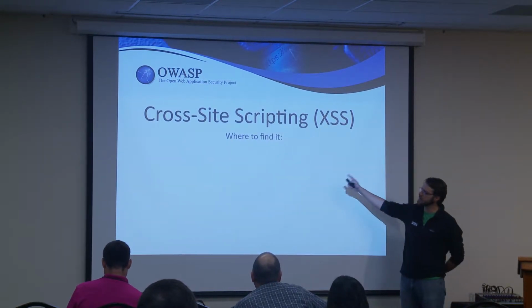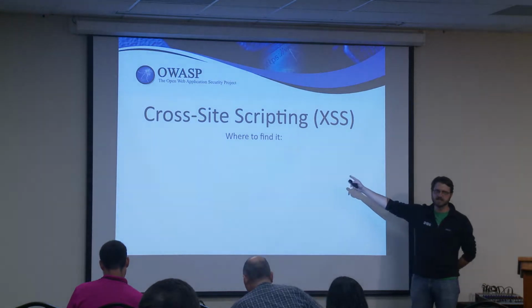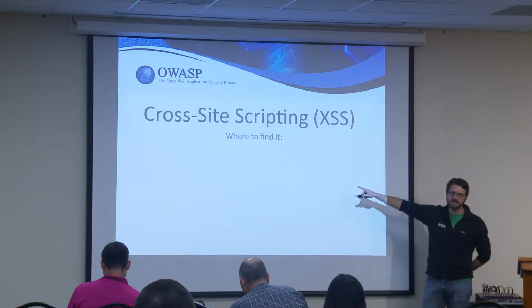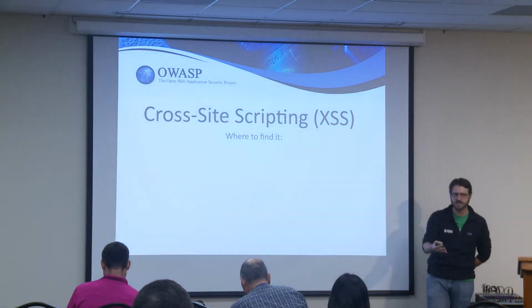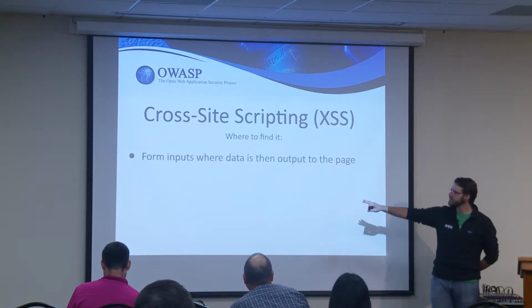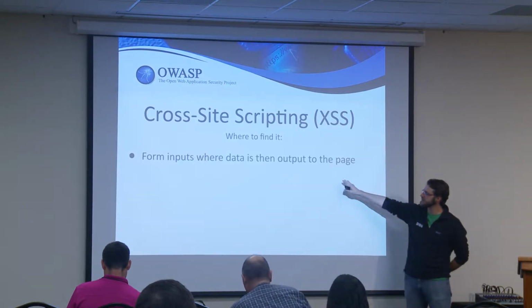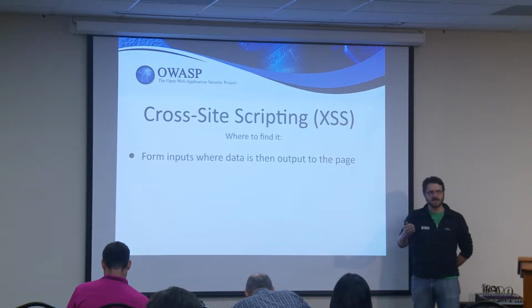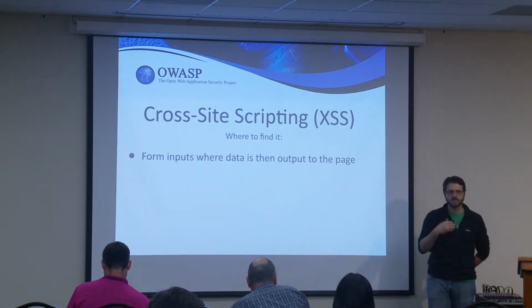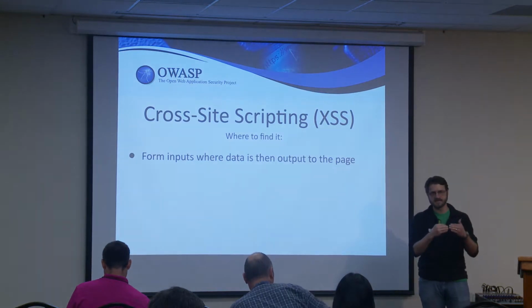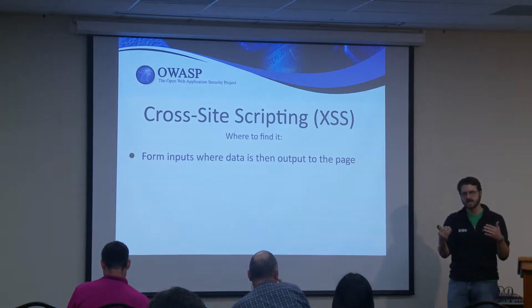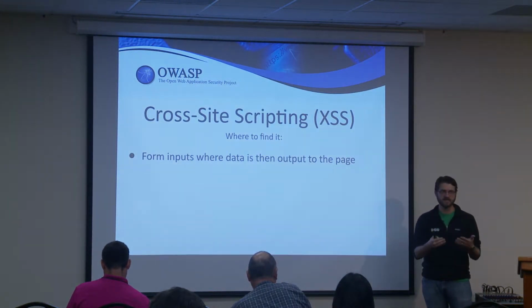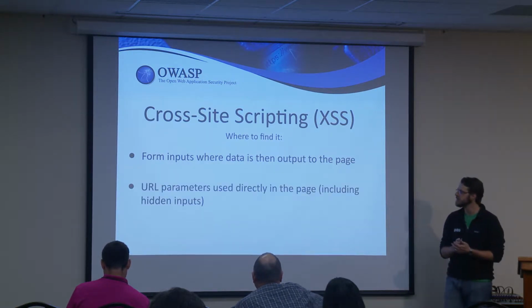So when you're working on an application, some of the places to look for the possibility of cross-site scripting, like if you're testing your own application, look for any form inputs where the data is just basically then output to the page. A lot of times this can happen in a search field. You put a search term in and then at the top of the page it says you searched for whatever. Now if they're not properly escaping that, that's a pretty easy cross-site scripting vector to get in on.